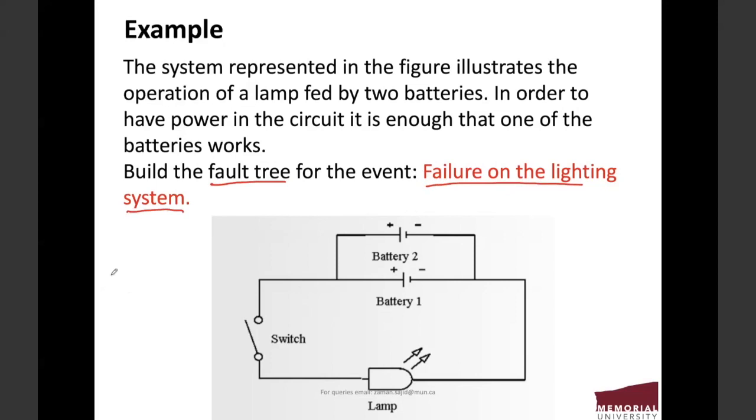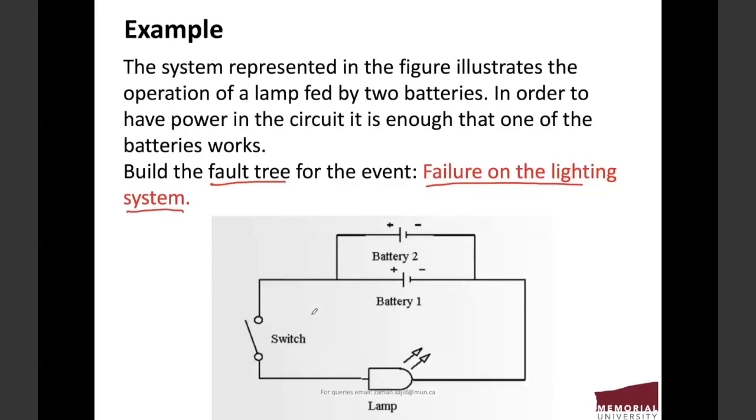Now, before we develop our fault tree, let's understand what our system is here. I can see that we have a lamp here, which is connected through two batteries, and these batteries are coming in parallel, which means if one of them fails, the lamp will still work because they are in parallel, and that's what our problem is also mentioning. In order to have the power in the circuit, it is enough that one of the batteries works. And I do have some switch and all these are connected to some wiring system. So I will develop its fault tree and you can follow me. Then I will give you one example to do it yourself in the class. Let me draw this rough diagram here.